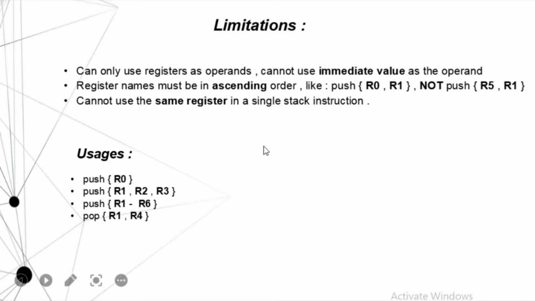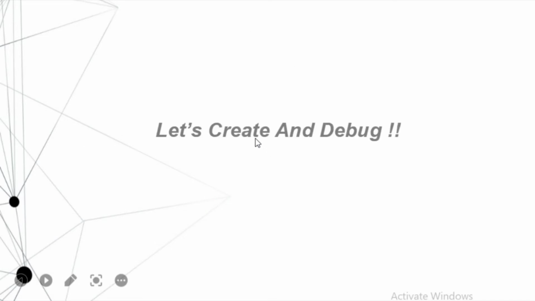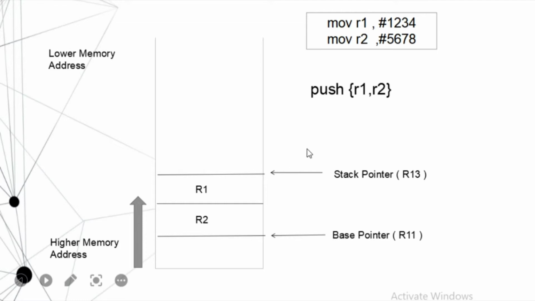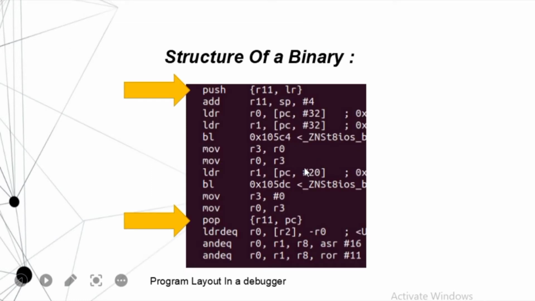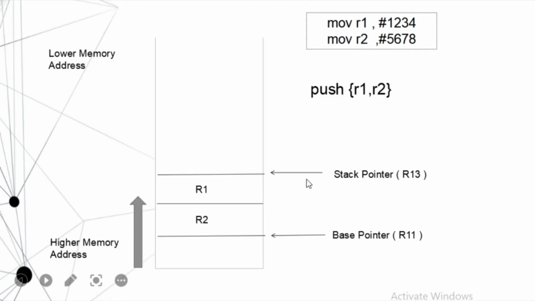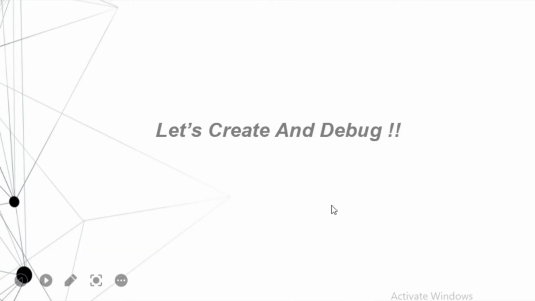So what are we going to do now? We are going to create a program where we will use all the push and pop instructions, and I will demonstrate how the stack looks in a program, what is stored in the base address register and the stack pointer register, and how the stack pointer register fluctuates during stack instruction execution. So let's create a program and debug it. Let's move to our computer screen.